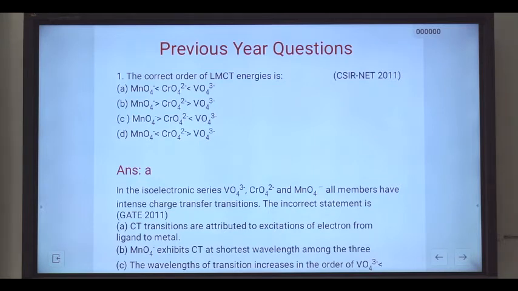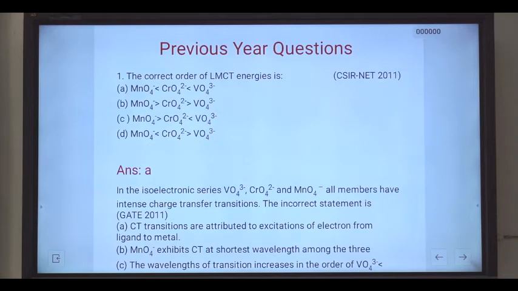Next option is B. MnO4 negative exhibits the charge transfer transitions at shortest wavelength among the three. So for exhibiting the charge transfer at the shortest wavelength, how will you calculate for the wavelength? Because for the LMCT, the order is with increase in the oxidation state, LMCT will go on decrease, and with increase in the shells of the metal ions, LMCT will go on increase. But what is the relation between the energy and the wavelength? According to Einstein, E is equal to h nu or E is equal to hc by lambda. So those ions which have the higher LMCT energy, they will exhibit the shorter wavelength.